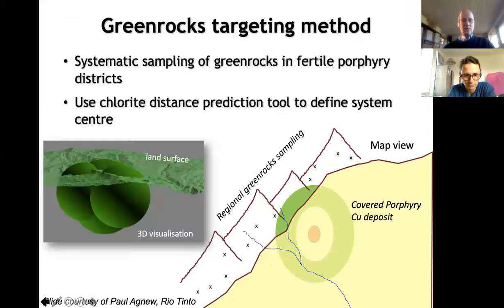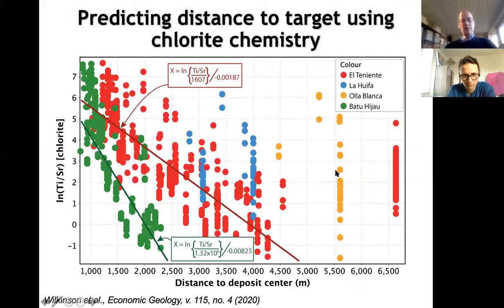Based on the gradients that we see in ratios as we move away from the center of a porphyry system. On this slide, this titanium strontium ratio has this variation with distance away from Batu Hijau. So we can create a relationship that expresses that distance as a function of the titanium strontium ratio. X is the distance, and the chlorite is here. We can use the chlorite measurement to estimate how far away a sample is from the center. That's the X, that's the radius.